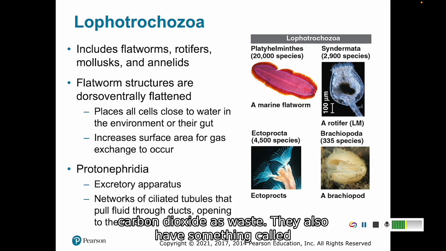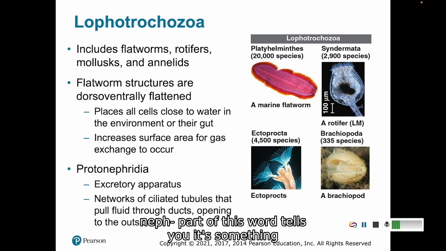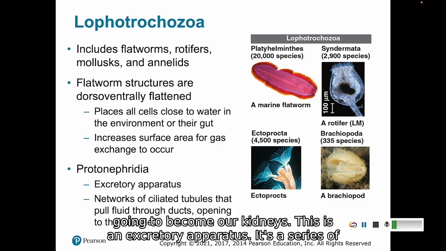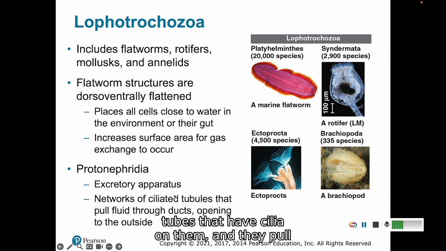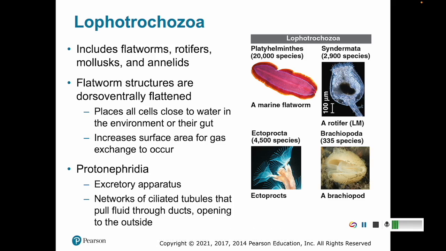They also have something called protonephridia. So that part of this word tells you it's something related to something similar to kidneys, right? So these are kind of a preview, a pre-form of what's going to become our kidneys. This is an excretory apparatus. It's a series of tubes that have cilia on them, and they pull fluid through the ducts and open to the outside to release that liquid.